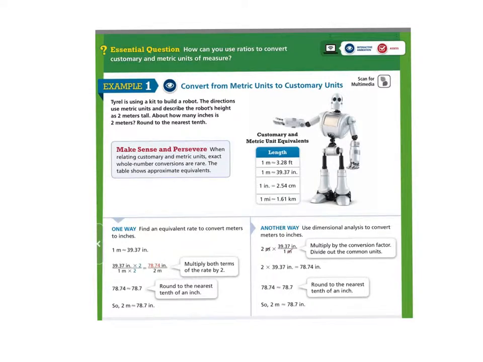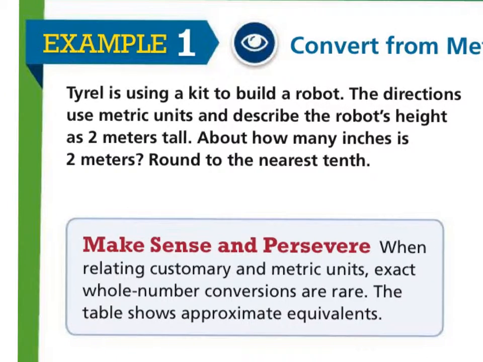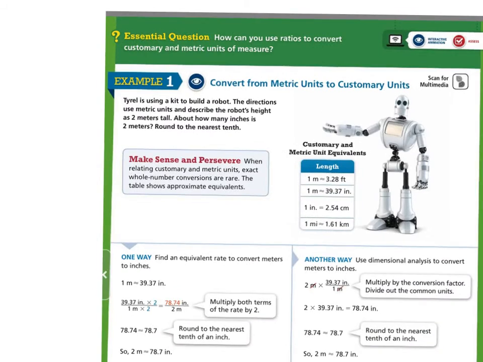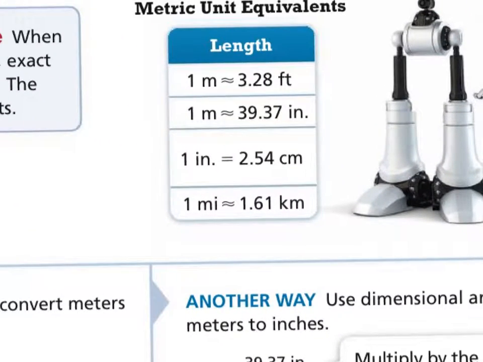So example 1, Tyrell is using a kit to build a robot. The directions use metric units and describe the robot's height as 2 meters tall. About how many inches is 2 meters? Round to the nearest tenth. So you can see the descriptions here. There's a couple different ways we can do this problem.